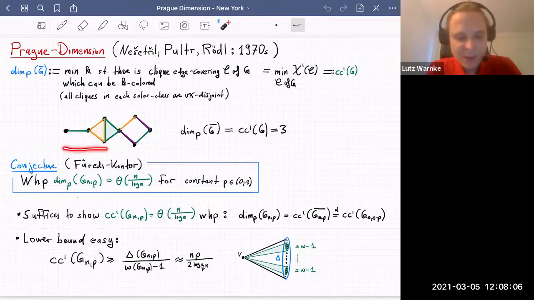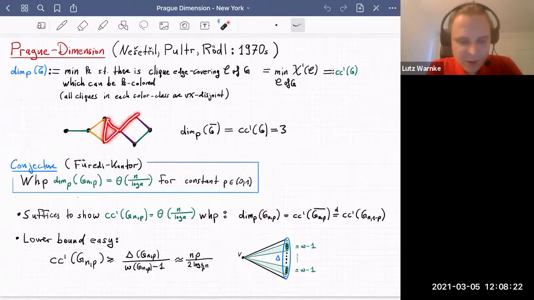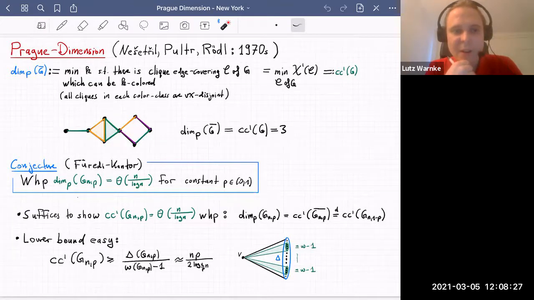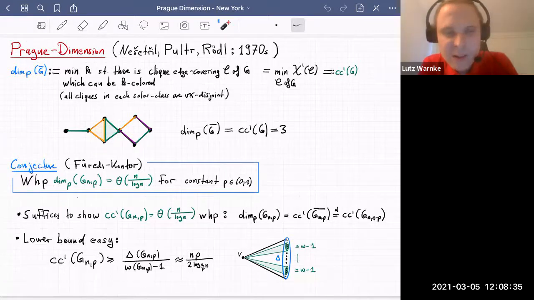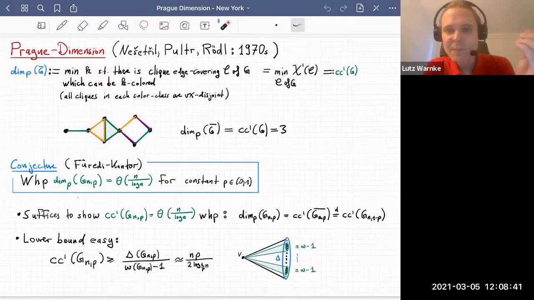Okay, so we first put down a clique edge covering. So the union of all these cliques we have here covers all the edges. And now we put down a coloring of these cliques, which I prepared here using 3 colors, green, orange, and purple. And so the key property is that whenever we look at 2 cliques here that share a vertex like this one here, then all these cliques here will have different colors. Okay, so that's the key requirement. And so just drawing this picture proves to you that the Prague dimension of the complement of G is at most 3, right? Because I managed to find a clique edge covering and I managed to color it using 3 colors. So the question now is, is this best possible?